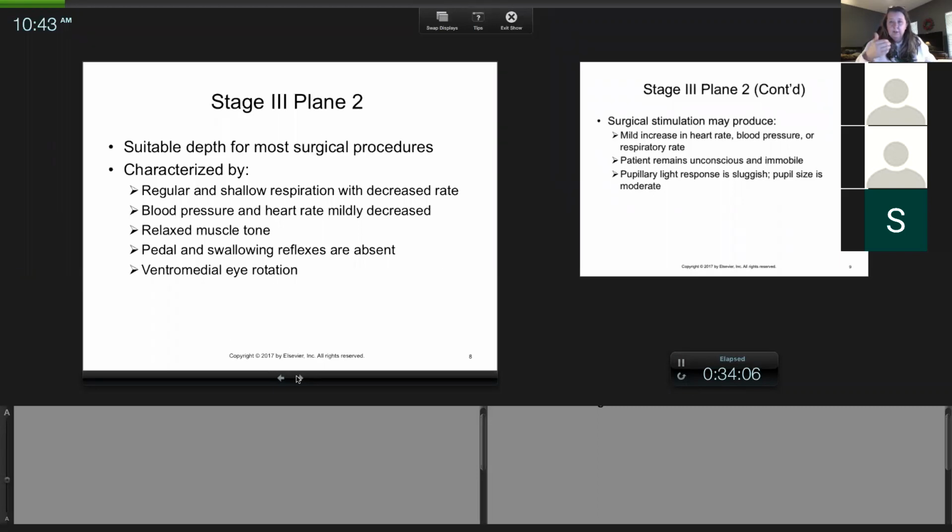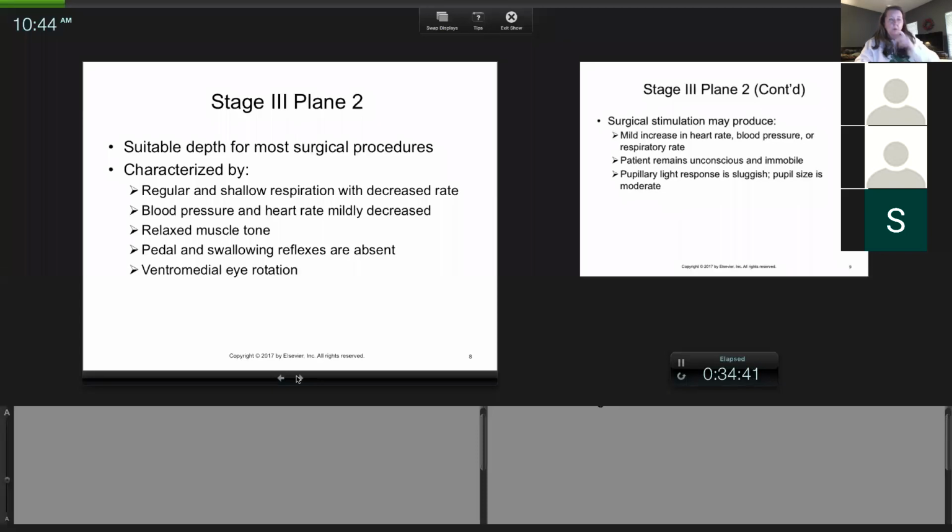Our heart rate and respiratory rate are decreased, but they're regular. So I should have kind of a slower respiratory rate, slower heart rate. Respiration isn't going to be as deep. They're unconscious, so I don't expect them to have the muscle tone to take a deep breath. So they're going to breathe more shallow, more slow. Heart rate's going to slow down. The muscles are going to be relaxed. If I pinch the toe, there should be no pedal reflex and there should be no swallowing.